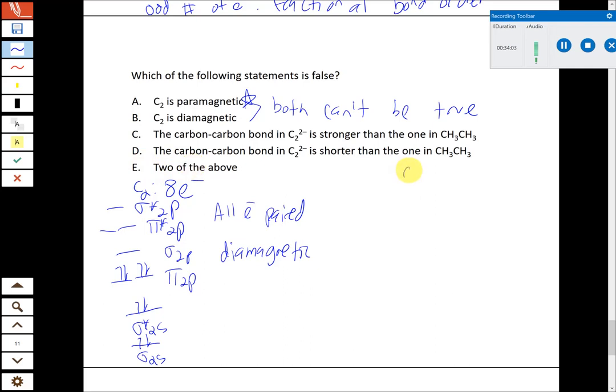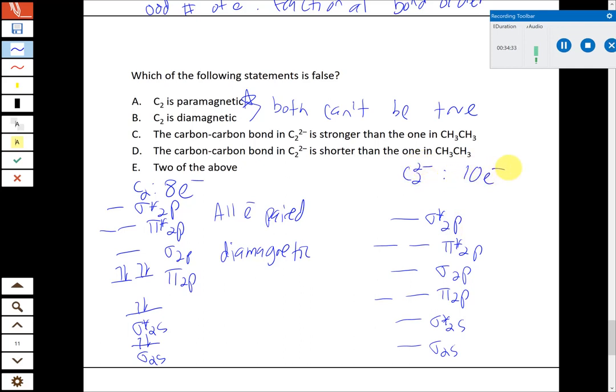So if we go to C2 2-, we're going to have the same orbitals, sigma 2s, sigma star 2s, pi 2p, sigma 2p, pi star 2p, sigma star 2p. So those are the orbital levels, but this time we're adding two more electrons because of the 2 minus charge, so it's going to be a total of 10 electrons. Neutral C2 is 8, C2 that's 2 minus charge would have 10. And so if we go through this, 1, 2, 3, 4, 5, 6, 7, 8, 9, 10. This is the diagram for C2 2-.